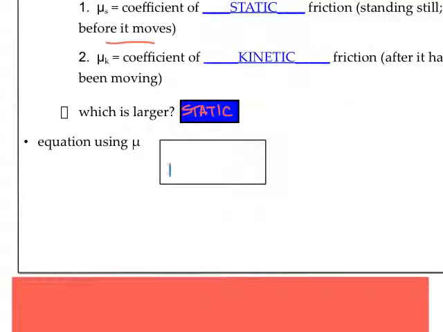Mathematically, these will be the same equation, whether it's static or kinetic. And so what you're going to do is take the frictional force, and you're going to set it equal to the coefficient times the normal force. I have some example problems and we're going to apply these equations that we've learned today.